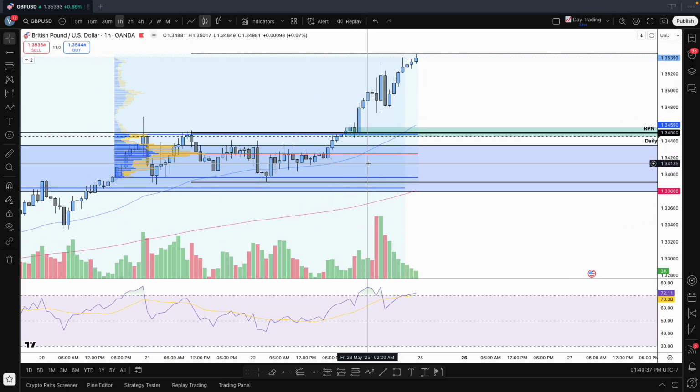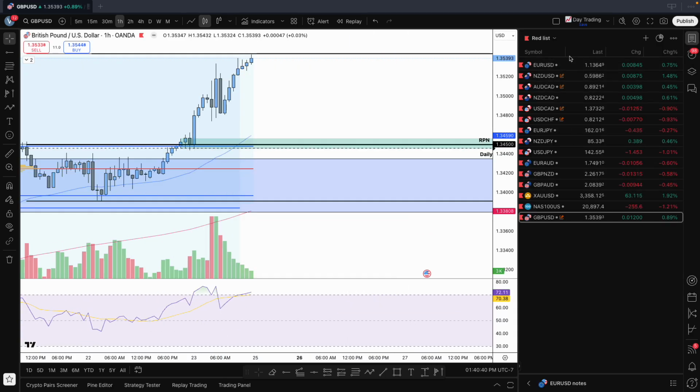Yeah, pretty much it. This is my setup for this week. A lot of strong trades that I'm looking for, a lot of possibilities we have for this week.